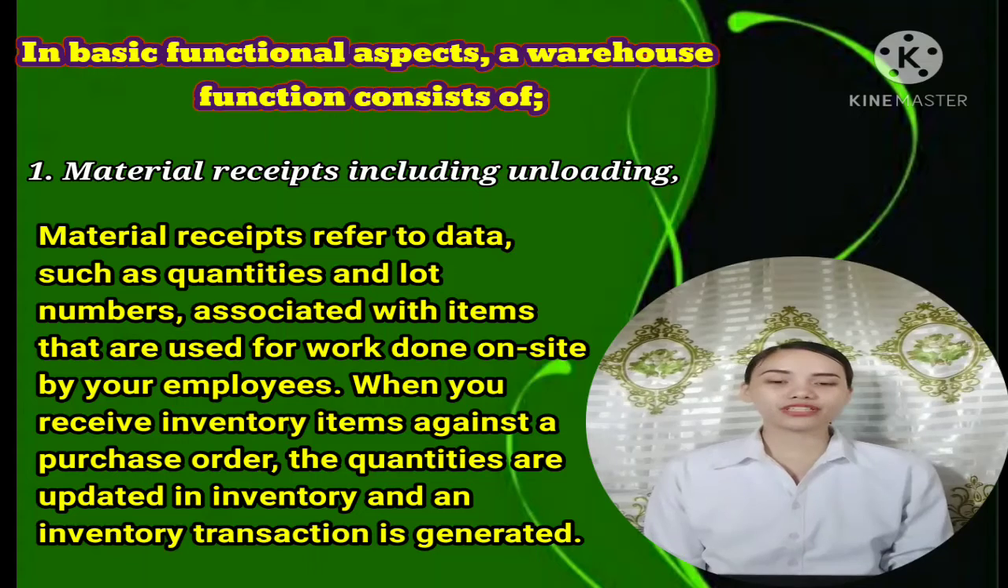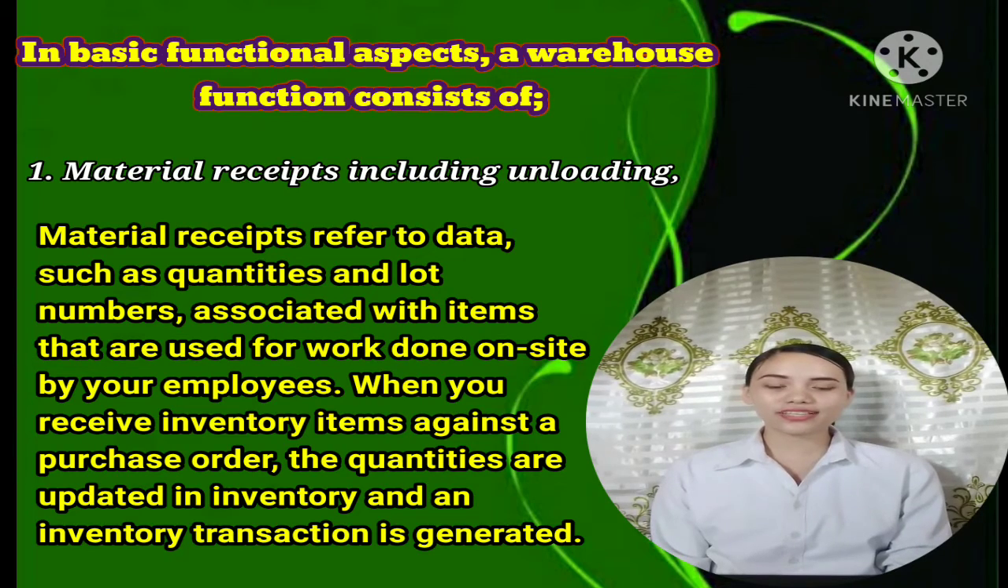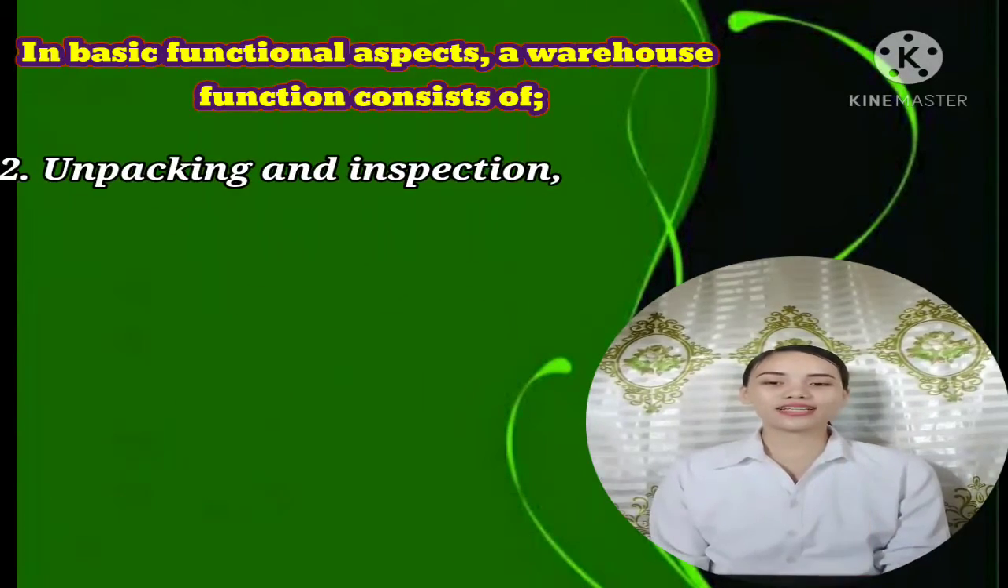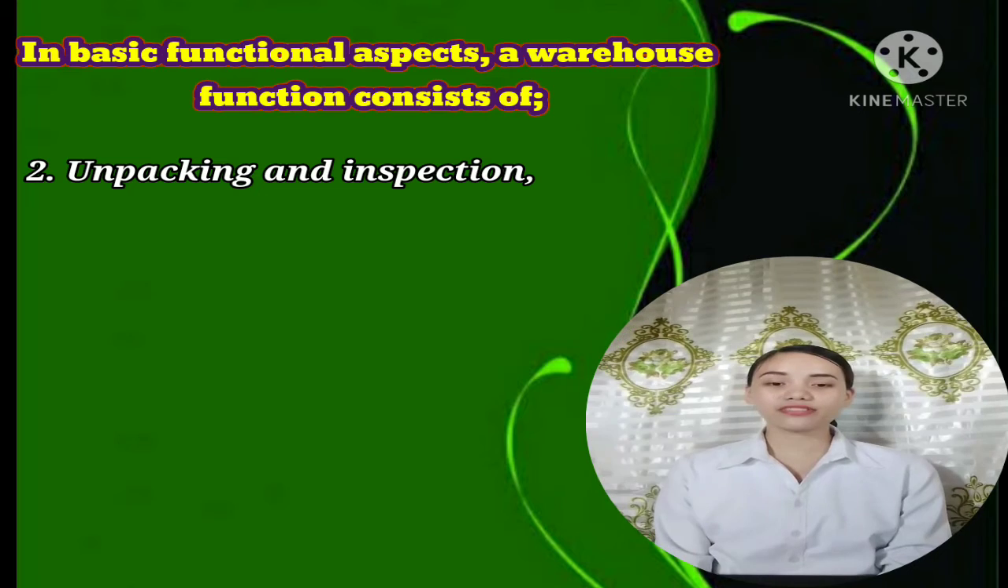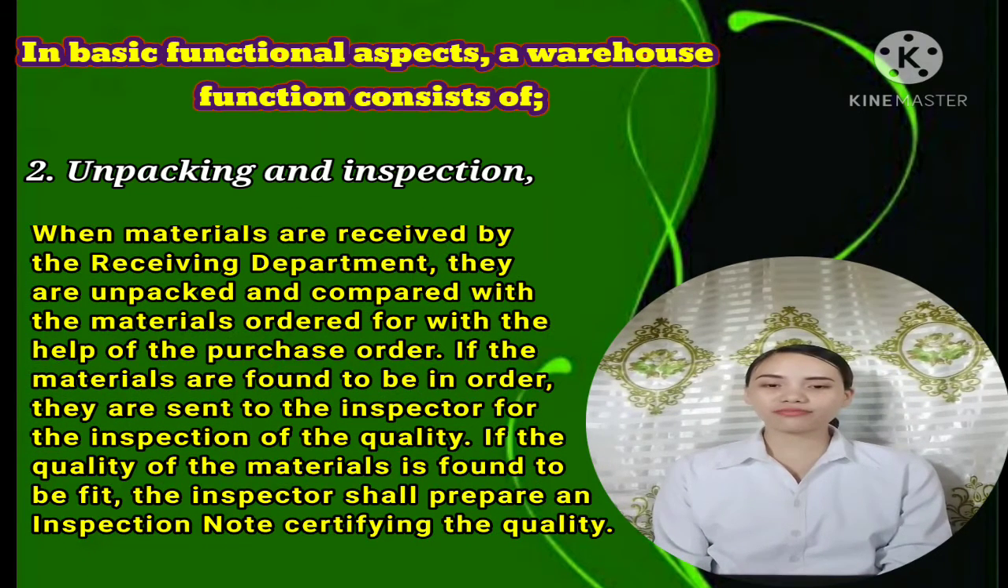Material receipts refer to data such as quantities and lot numbers associated with items that are used for work done on-site by your employees. When you receive inventory items against a purchase order, the quantities are updated and an inventory transaction is generated. Second, unpacking and inspection. When materials are received by the receiving department, they are unpacked and compared with the materials ordered with the help of the purchase order.